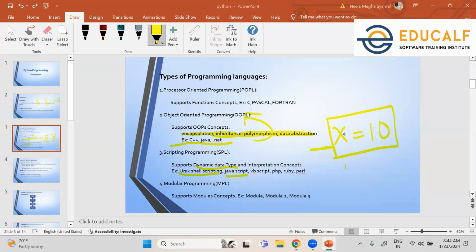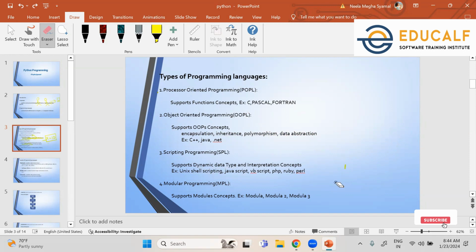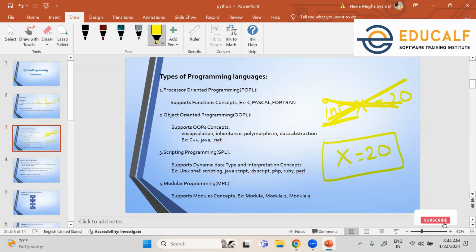But when coming to C or Pascal, we have to mention the data type well in advance. Suppose in C, we write int x is equal to 20. That means the value you are giving is an integer value, which you are mentioning in advance. This is not dynamic data typing. So if you directly give the value, this is a dynamically typed program. If you give it in this format, this is static typing.